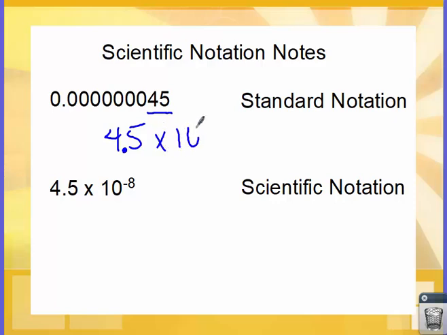We still write times 10 to the, but since this is a small number, instead of using positive exponents, we're going to use negative exponents. But the exponent is still found by the number of places I moved the decimal. So where was the decimal? It was here. Where did I move it to? Between the 4 and the 5. How many places is that? 1, 2, 3, 4, 5, 6, 7, 8 places. So it's a negative 8. Okay, so big numbers get positive exponents, small numbers get negative exponents.